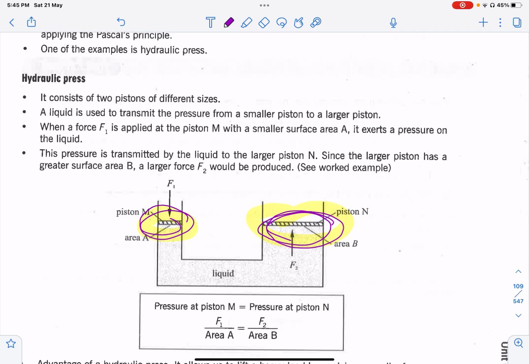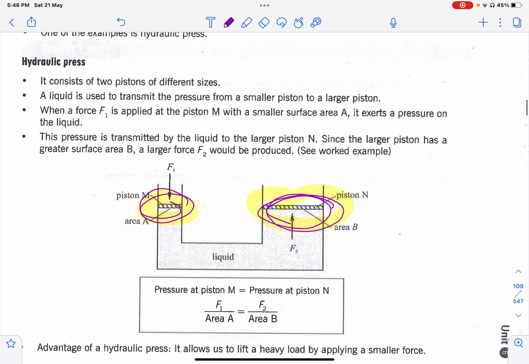Let's say you want to brake your car, but to brake your car you need a tremendous amount of force. So one way to overcome that is to adjust the area of the car brakes as compared to the amount of force that you have to apply with your leg. This consists of two pistons of different size, where a liquid is used to transmit the pressure from a smaller piston to a larger piston.